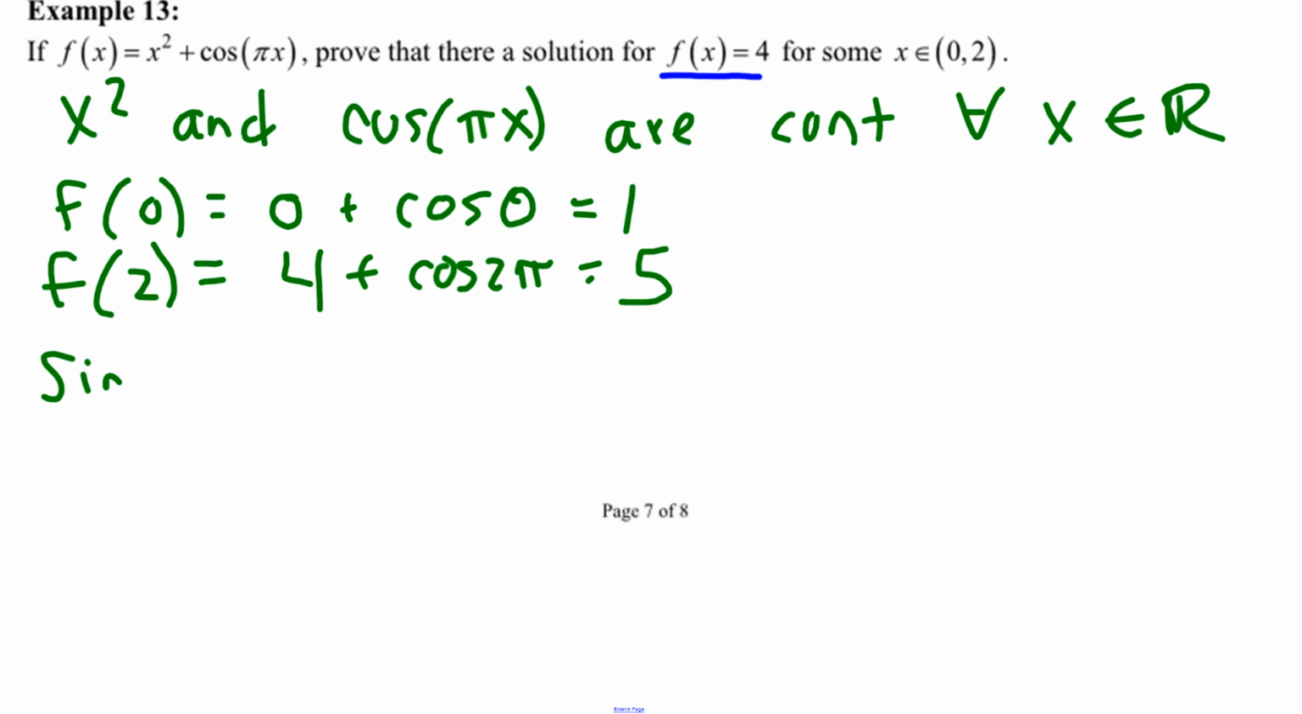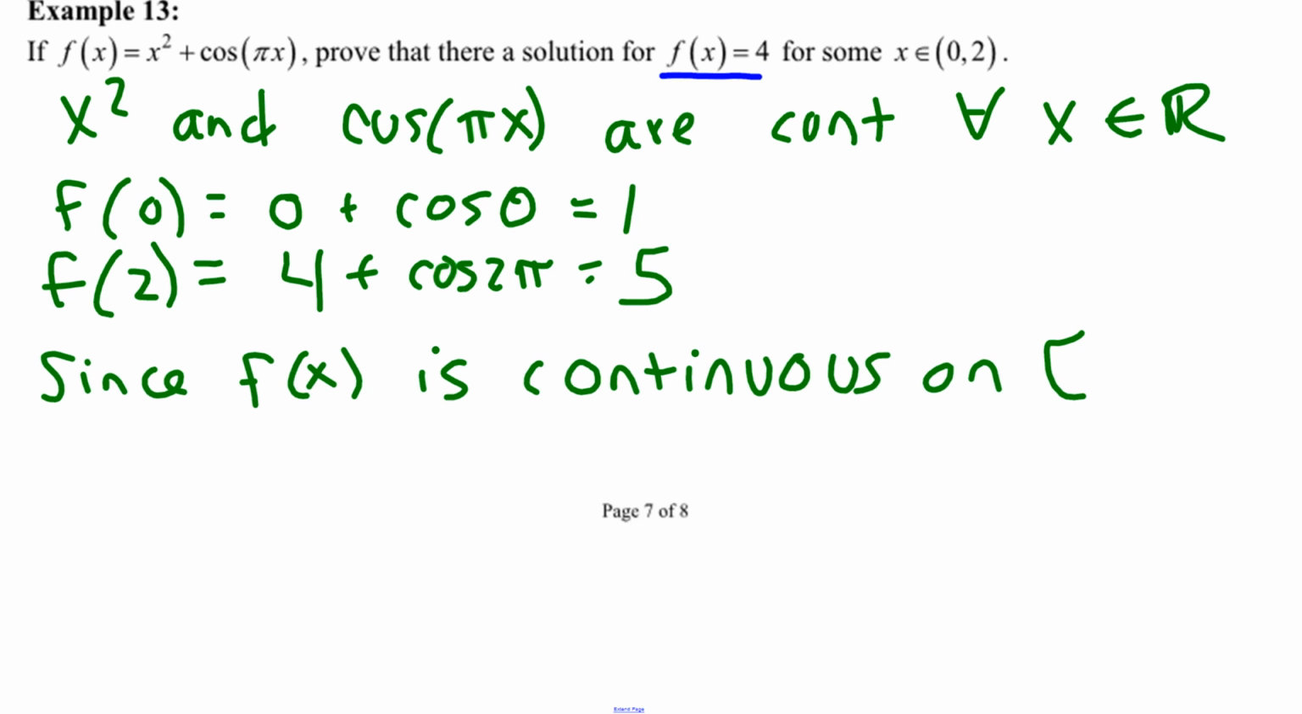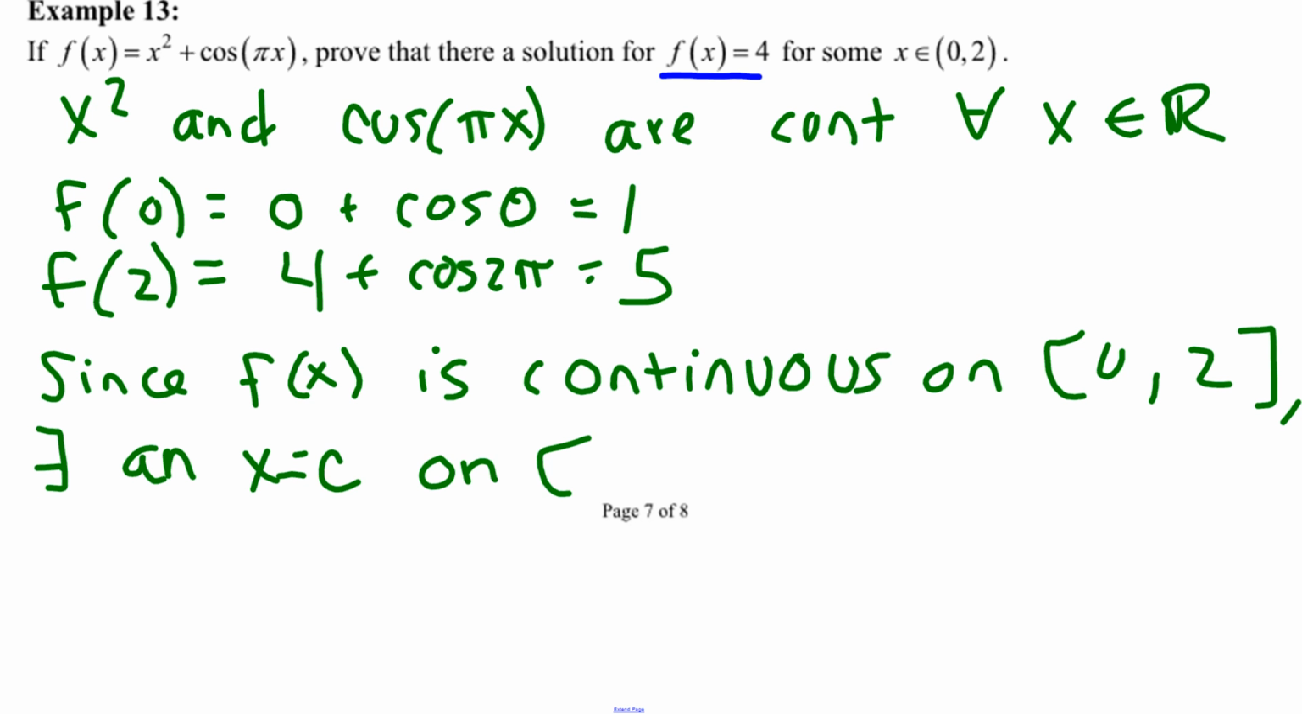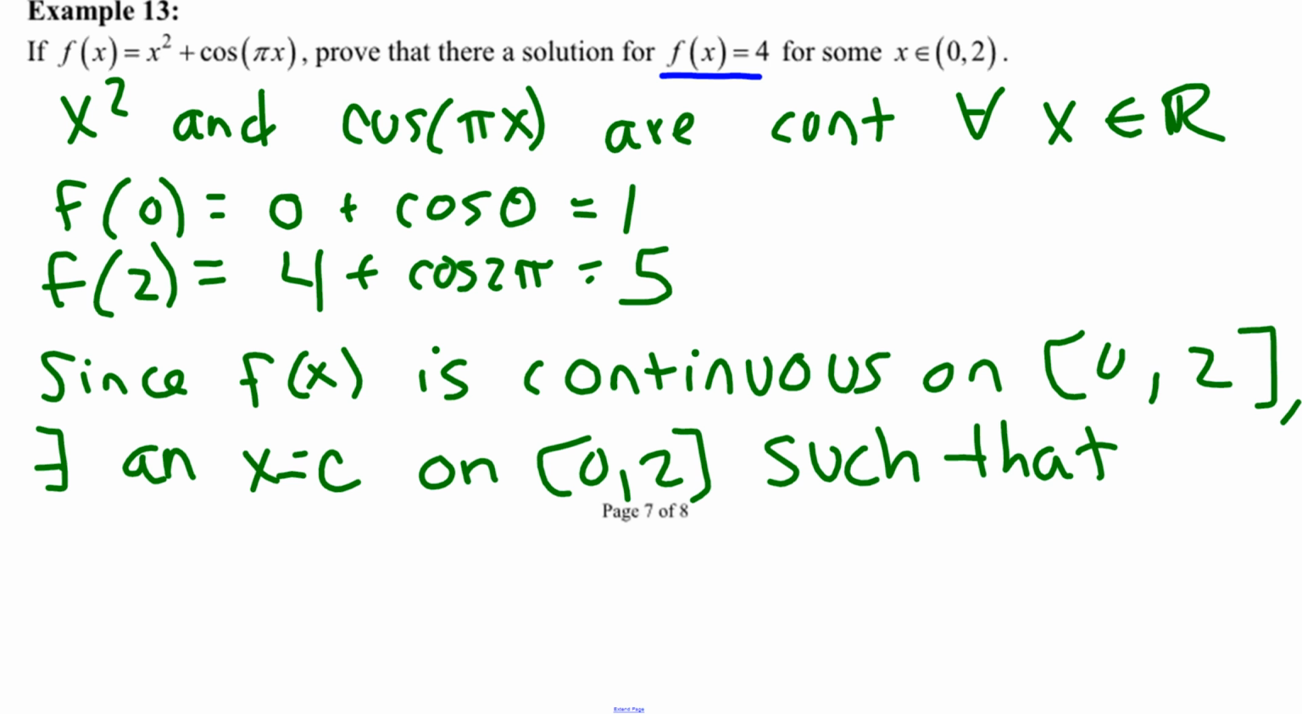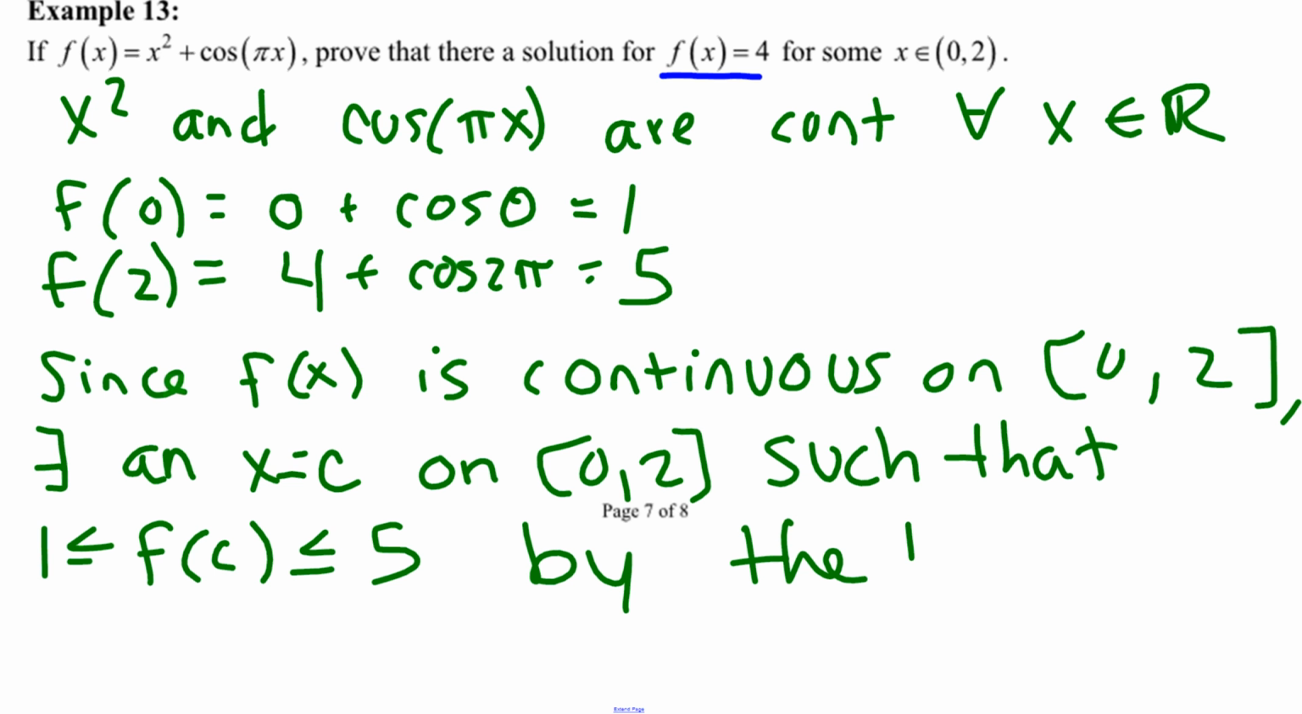All right, since f of x is continuous on a closed interval from 0 to 2, there exists an x equals c, some constant value on that interval, such that f of c is somewhere between 1 and 5, which includes our 4, which we were looking for, by the IVT. All right, great. We have one more example to cover.